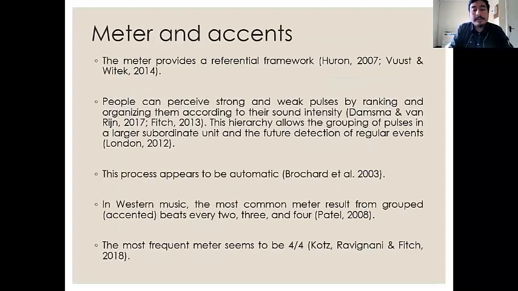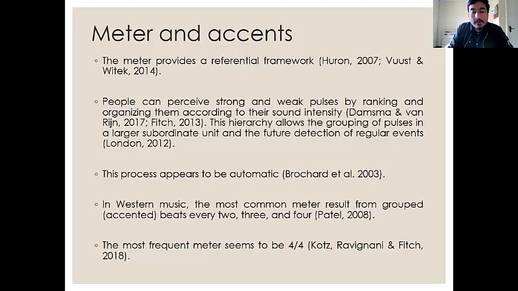A third element are the meter and the accents. The meter provides a referential framework that organizes incoming information, contributing to prediction and anticipation, both crucial to the perception of music and particularly rhythm.